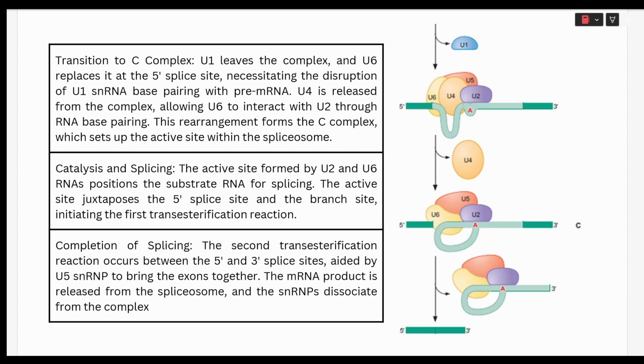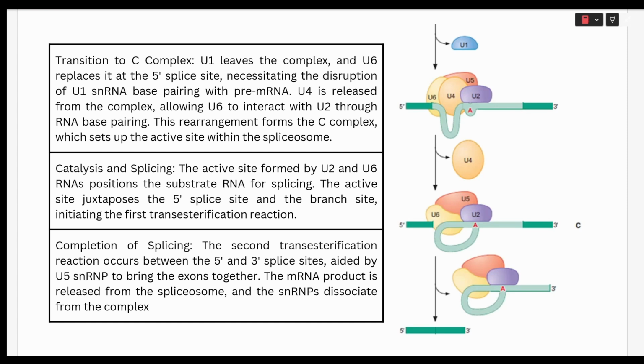Right, the U4 leaves. And why is that? Okay, let's take a look. The U2 and the U6 are the main guys here. They need to work together because remember, this is the first transesterification reaction. This bond will be broken and will attach to this point, forming a lariat, right? So in order to do that, the U6 must interact with U2, but there's a bond in the middle, the U4. So what we do is we just move it. The U4 is released now, and U6 can now directly interact with U2.